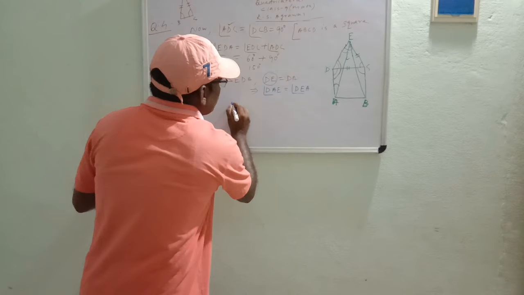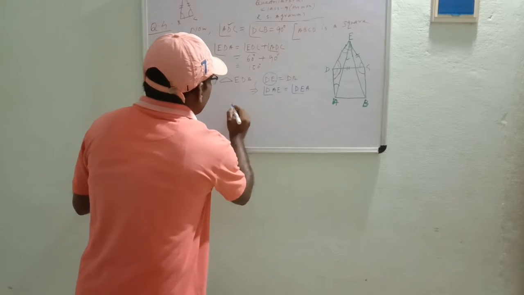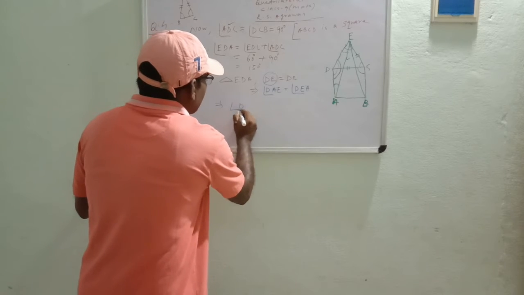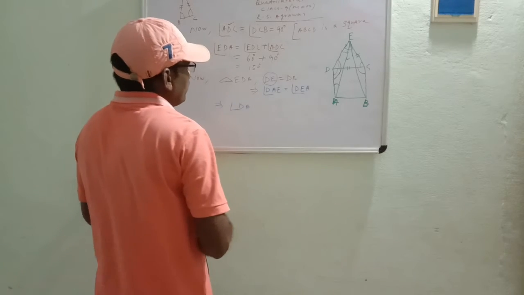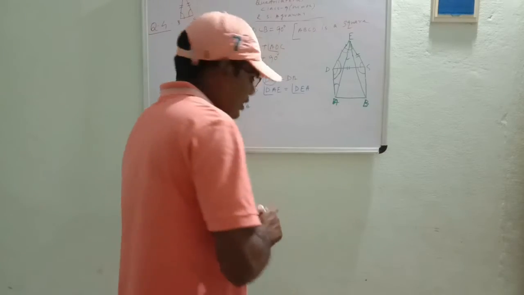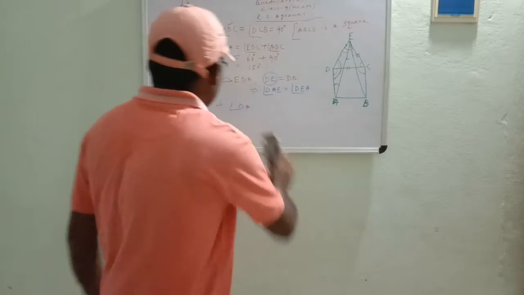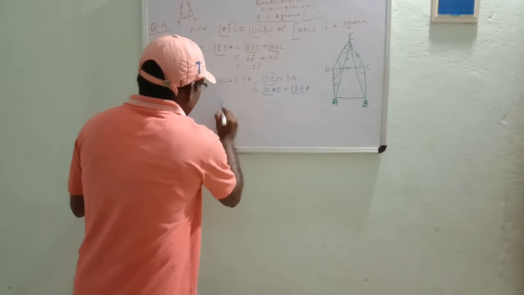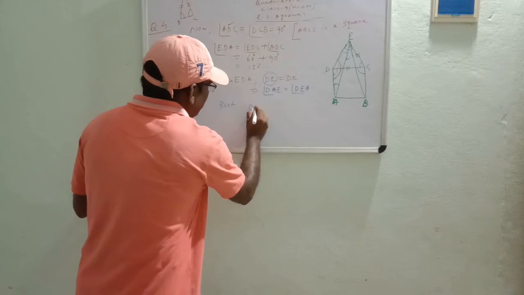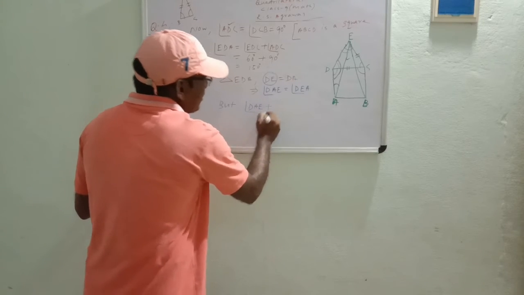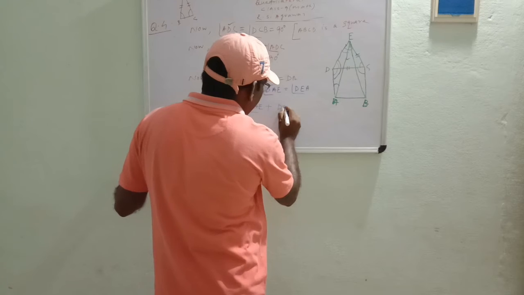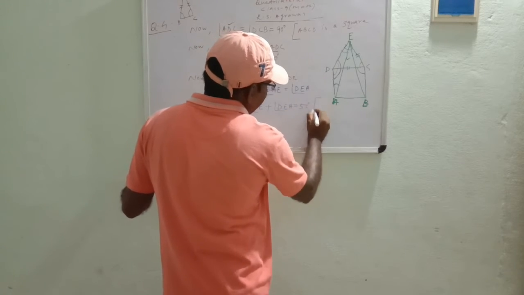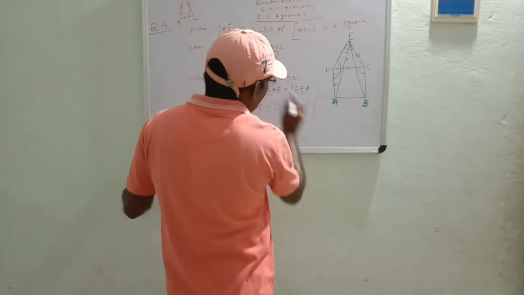But that implies angle DAE equals angle DEA. But angle DAE plus angle DEA equal to 50 degree, since angle EDA equal to 150.